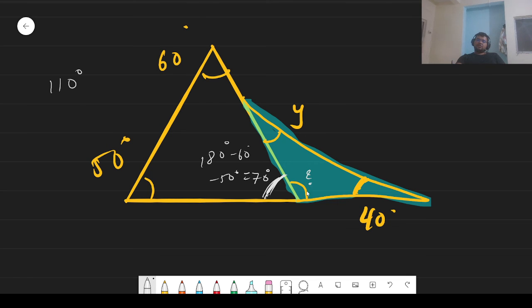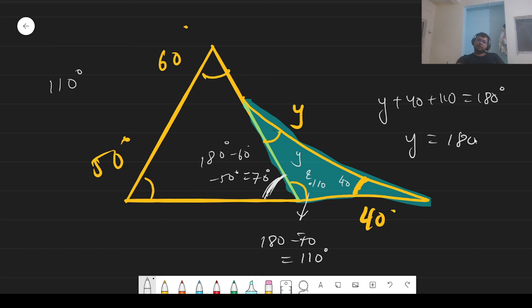So this angle in the blue region, as they both are supplementary, will be 180 minus 70, which is equal to 110 degrees. Now we have this angle as 110, and this is 40. So what will be y? Can I write y plus 40 plus 110 equals 180 degrees?